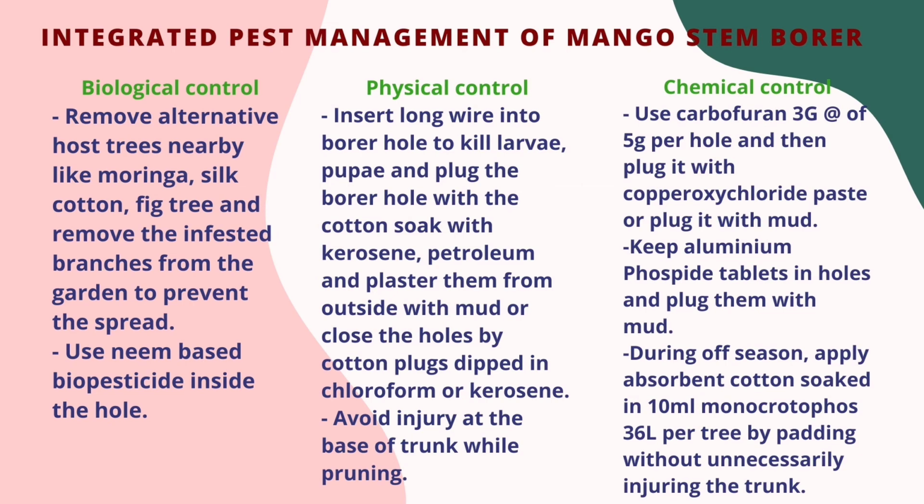The last one is the chemical control. We can apply carbofuran 3G at 5 grams per hole, and then plug it with copper oxychloride paste or plug it with mud. Other than that, we can also put an aluminium phosphide tablet in the holes and plug them with mud. And during the off-season, apply an absorbent cotton sock with 10 ml of monocrotophos 36 L per tree by padding without injuring the trunk.